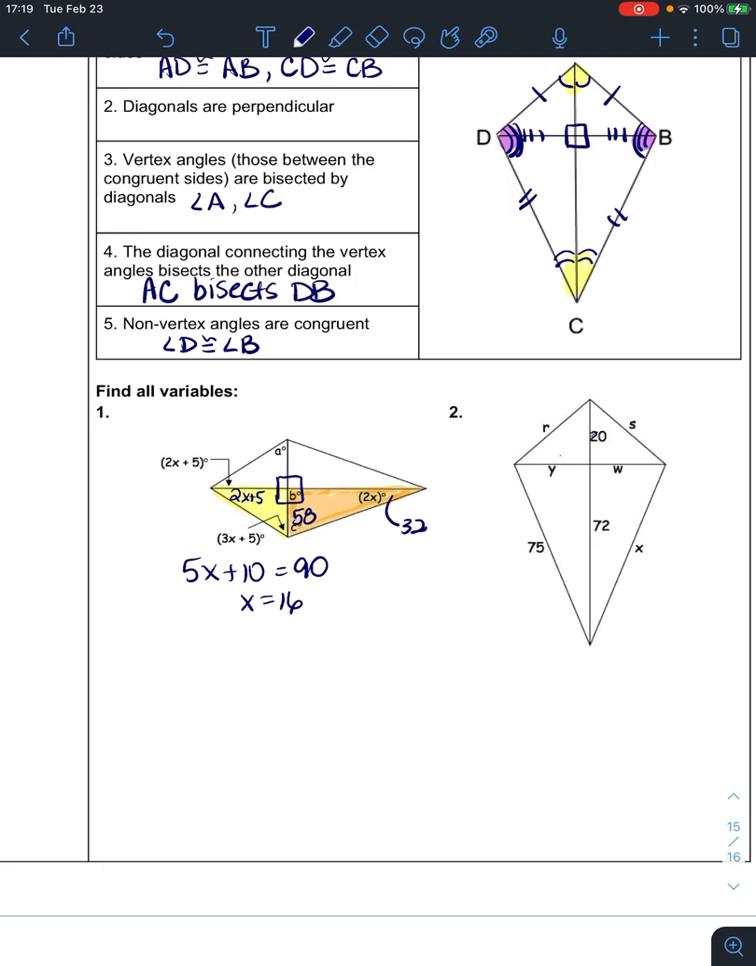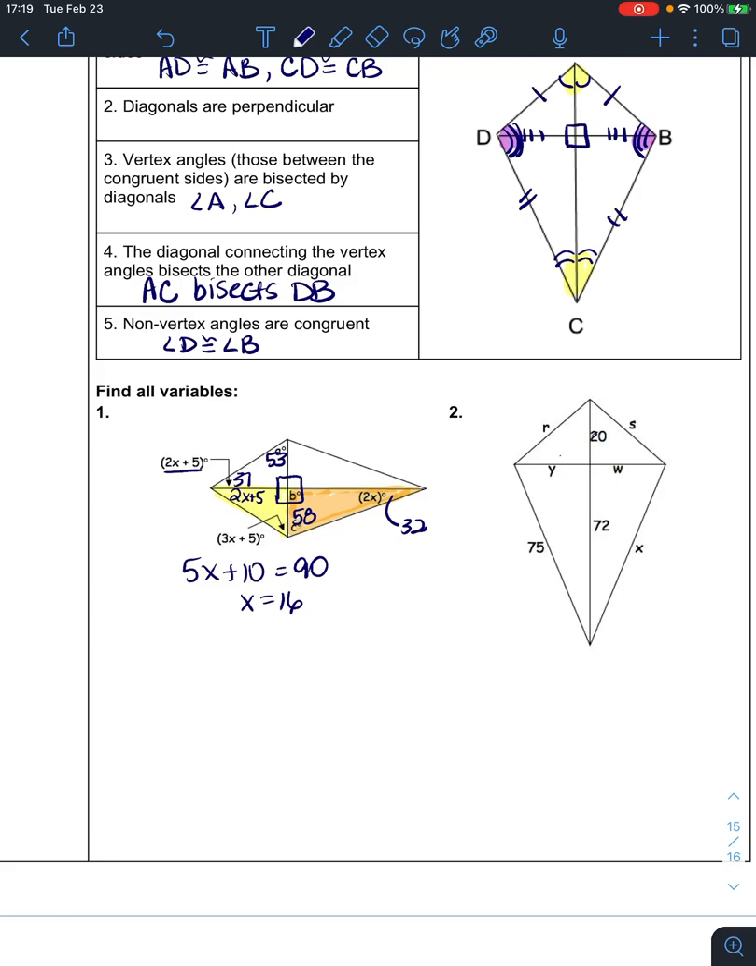So from there, we can do the same. If we plug in x is 16, then we have up here this 32 plus 5 is 37. So if we take 90 and subtract 37, then we find out that this angle is 53.